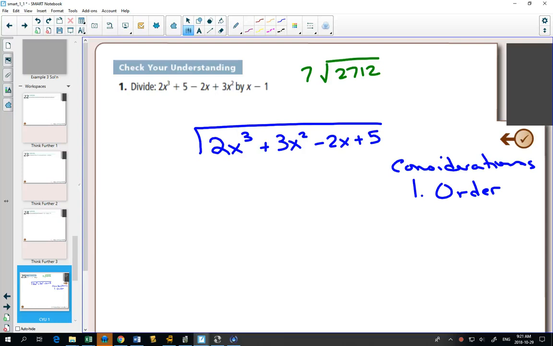There's 2 considerations. We don't know our second one yet until we do example 2. And we're dividing by x minus 1. Keep it blue.